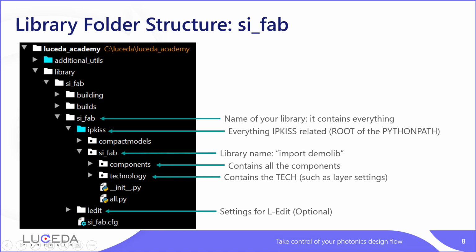And then under the SciFab directory, there's an IPKISS directory where everything that is IPKISS related is put. You have to make this the root of your Python path so that in your designs, the Python interpreter will look for the Python libraries under this folder. And under this folder, there's also a SciFab directory named after your library name, here the SciFab. And that's where import library names come from.